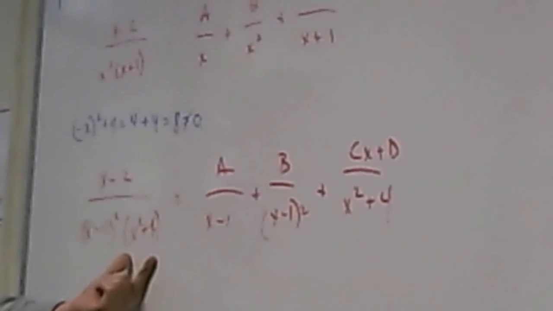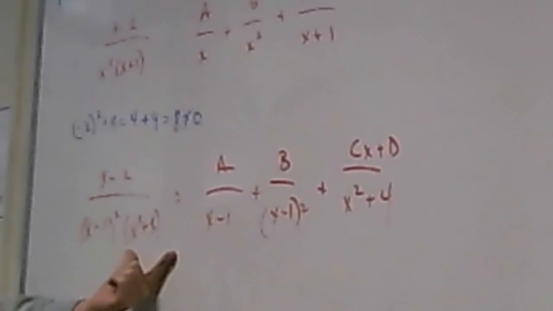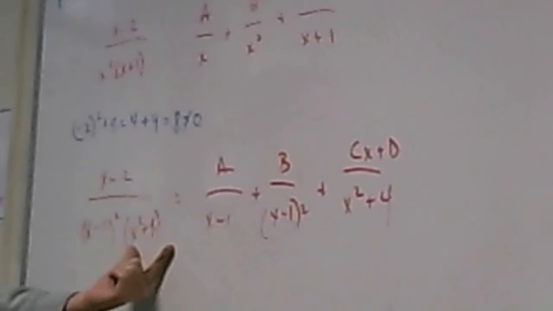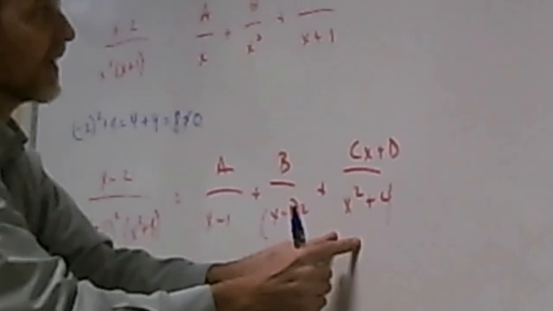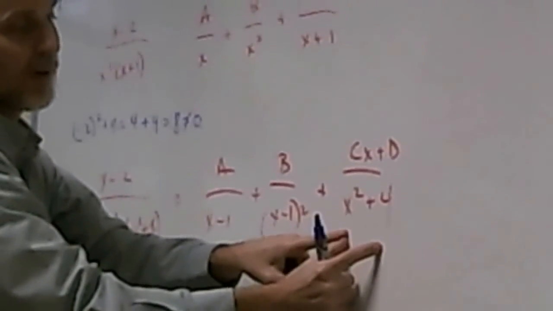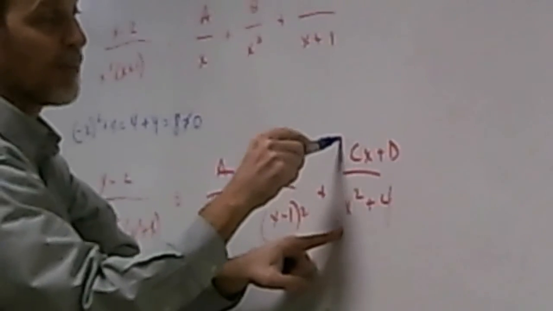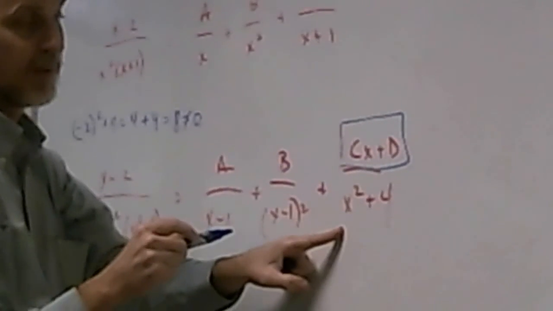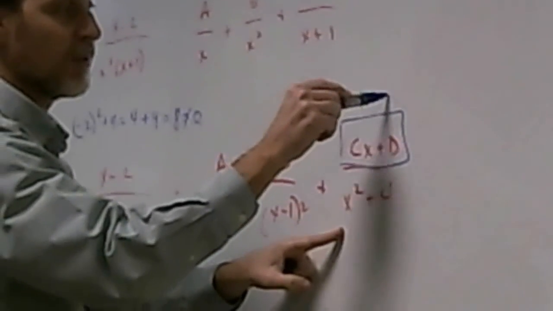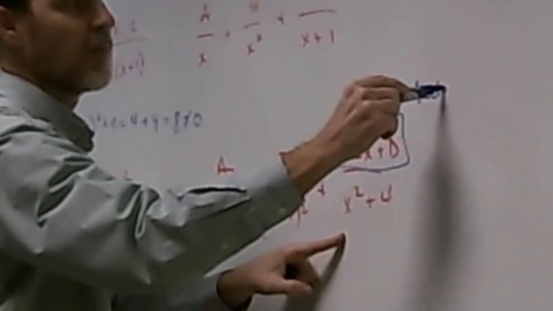So since it doesn't have any real roots, we can't factor it into 2 linear factors. Since you can't factor it into linear factors, you can't break it into pieces like we did this one. Therefore, the top gets more complicated. You do a linear factor on top.